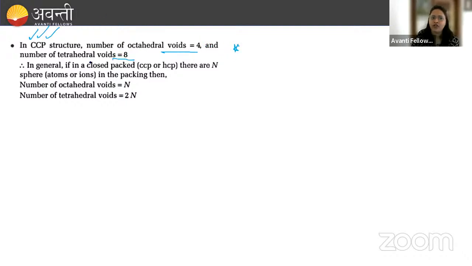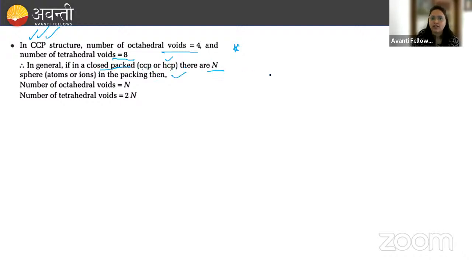How are you going to find out how many tetrahedral as well as octahedral voids are present in a given CCP or HCP? Hexagonal close packing, cubic close packing. Okay, close packed. So there are n spheres in the packing.